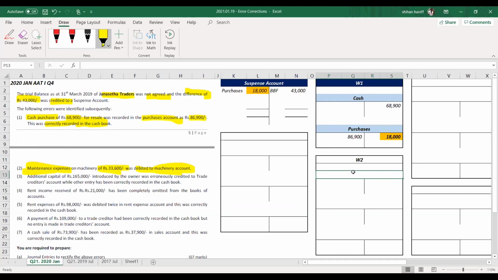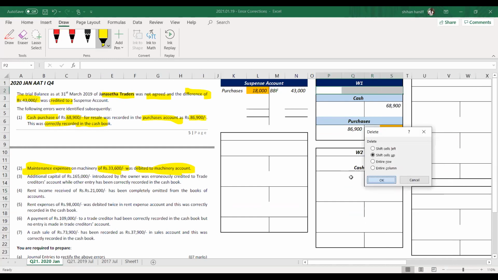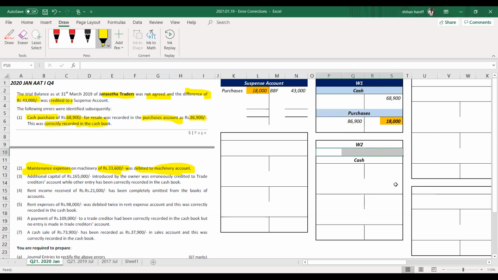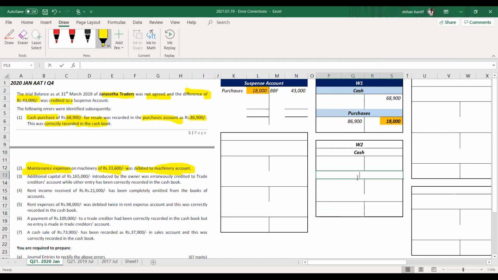The accounts we need is cash, we need a cash account, machinery account, and machinery maintenance account.